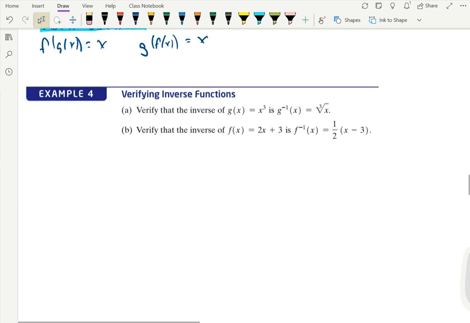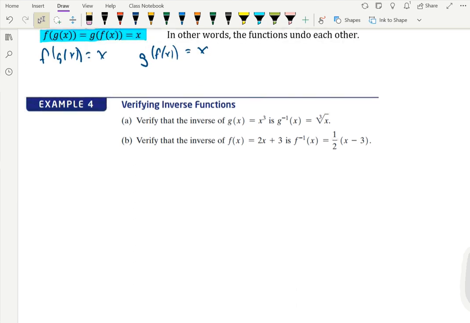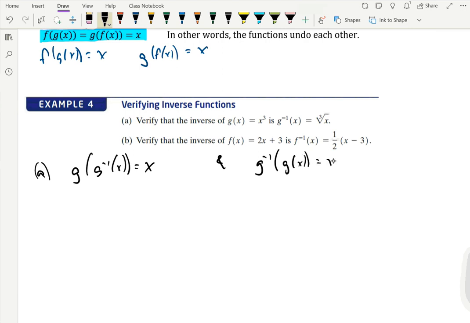So let's take a look at example number 4 here. We want to verify that the inverse of g of x, which is x cubed, is the cube root of x. Now, it seems to make sense. If I have a number and cube it, and I take the cube root, I'm going to get back to the same number I started with. Let's go ahead and verify that algebraically. To verify, we have to show that g of g inverse of x gets back x, and that g inverse of g of x gets back x. I have to show both of these, so I'm showing both directions.